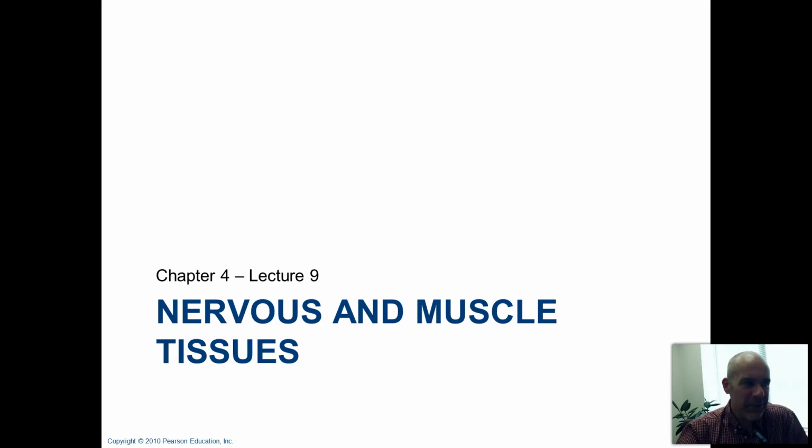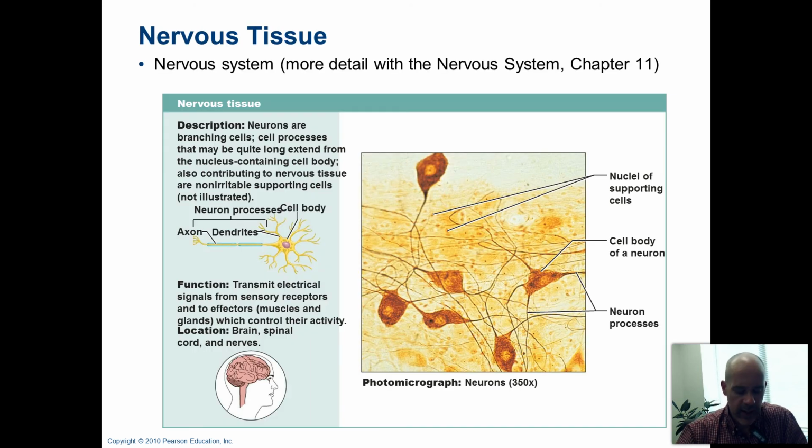All right, our final lecture from Chapter 4, and then we'll be moving on to Chapter 5 here in the second unit for the course, where we will be taking a look at the integumentary system, the skin. All right, so at the very beginning of Chapter 4, we said there are four major tissue types in the body, epithelial and connective, and so we just went through a whole bunch of different examples of various types of epithelial and connective tissues. And then your last two major types of tissue in the body are nervous and muscle or muscular tissues.